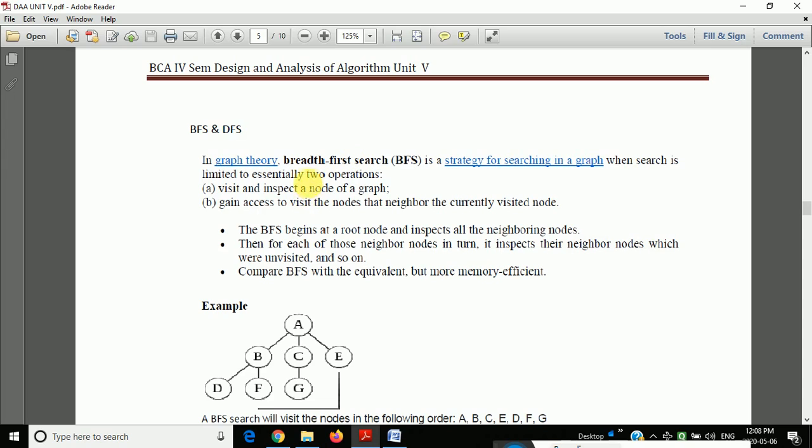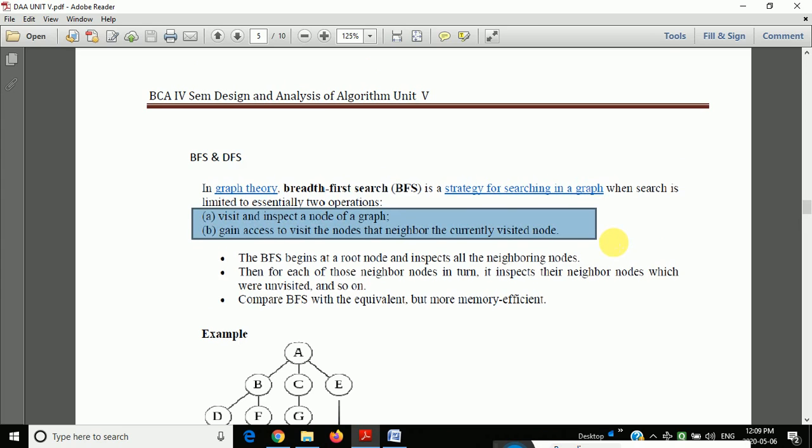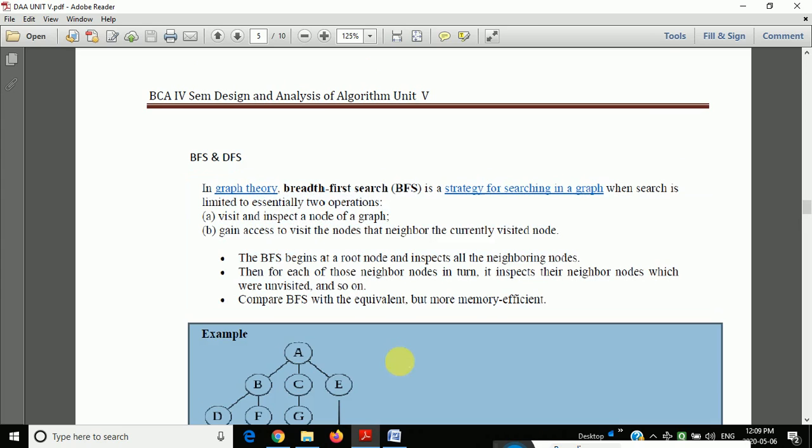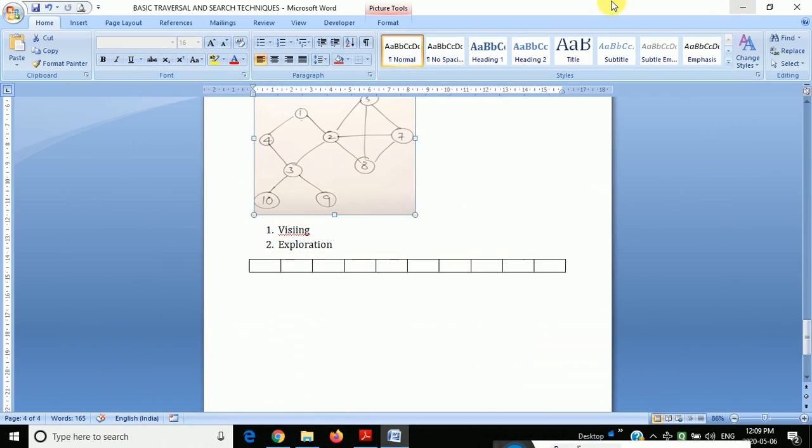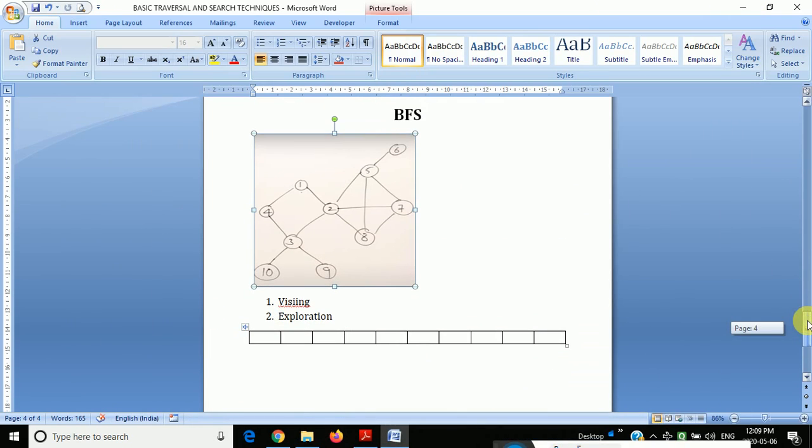First we have to visit, then next we have to explore, to gain access to visit the nodes that neighbor the currently visited node. Meaning of this is what? First we have to visit the node and then we have to explore the node. So how? I'll tell you with an example. This is the graph they have given, for the breadth first search.